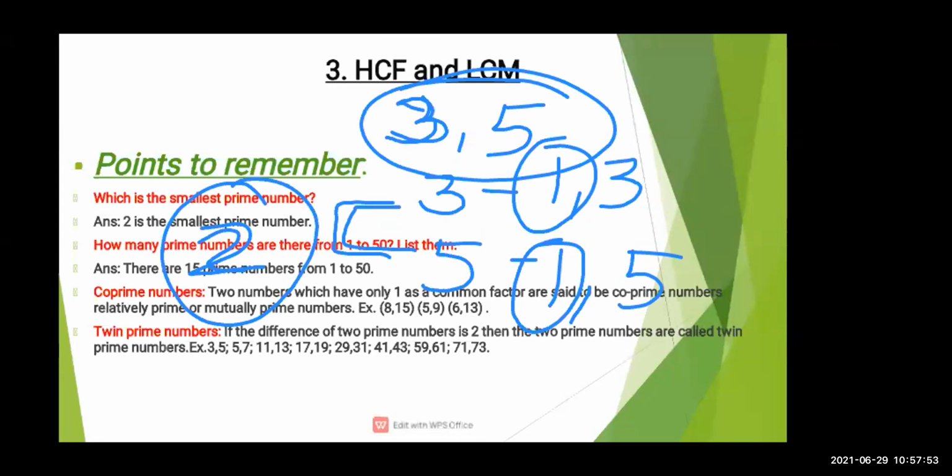हमको 2 prime number लेना है. प्राइम नंबर मीन्स क्या होता है? जो नंबर खुद के टेबल में और 1 के टेबल में आता है उसको बोलते हैं प्राइम नंबर. सो आई हैव टेकन 2 प्राइम नंबर. 2 मतलब ये 3 और ये 5, ये दोनों मिला के कितने हुए? 2 नंबर आई हैव टेकन. 2 prime number we have to take it down.